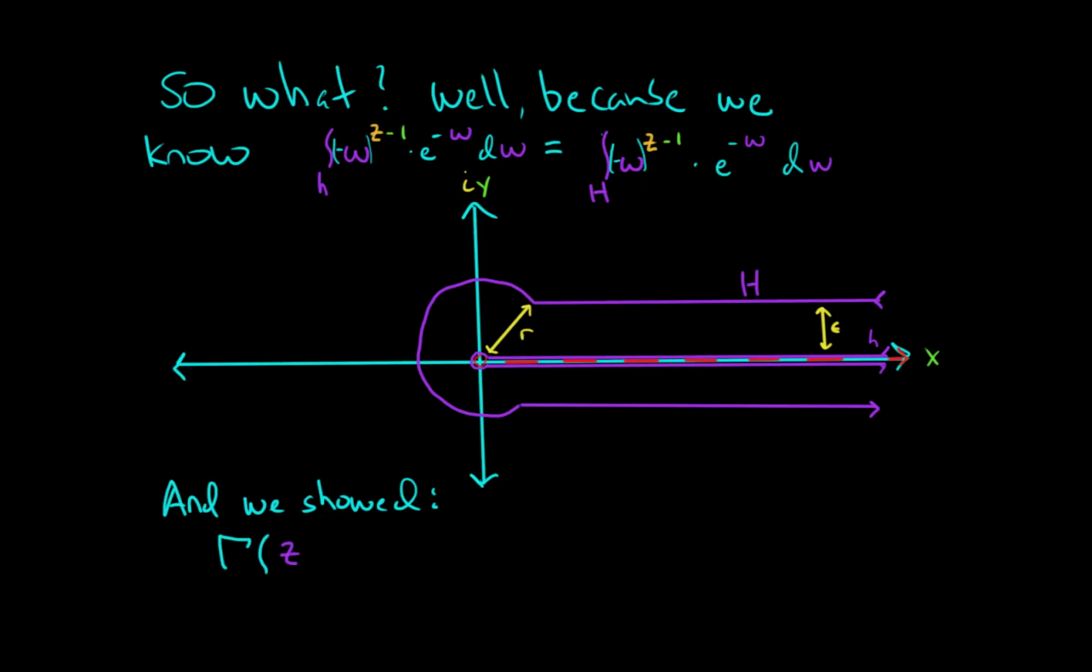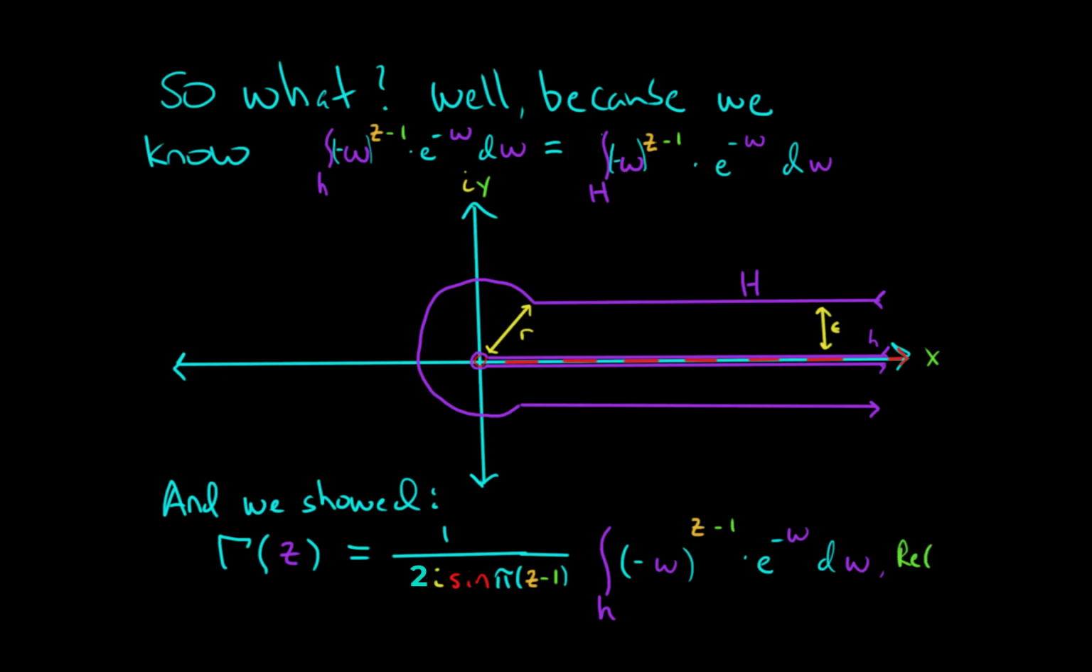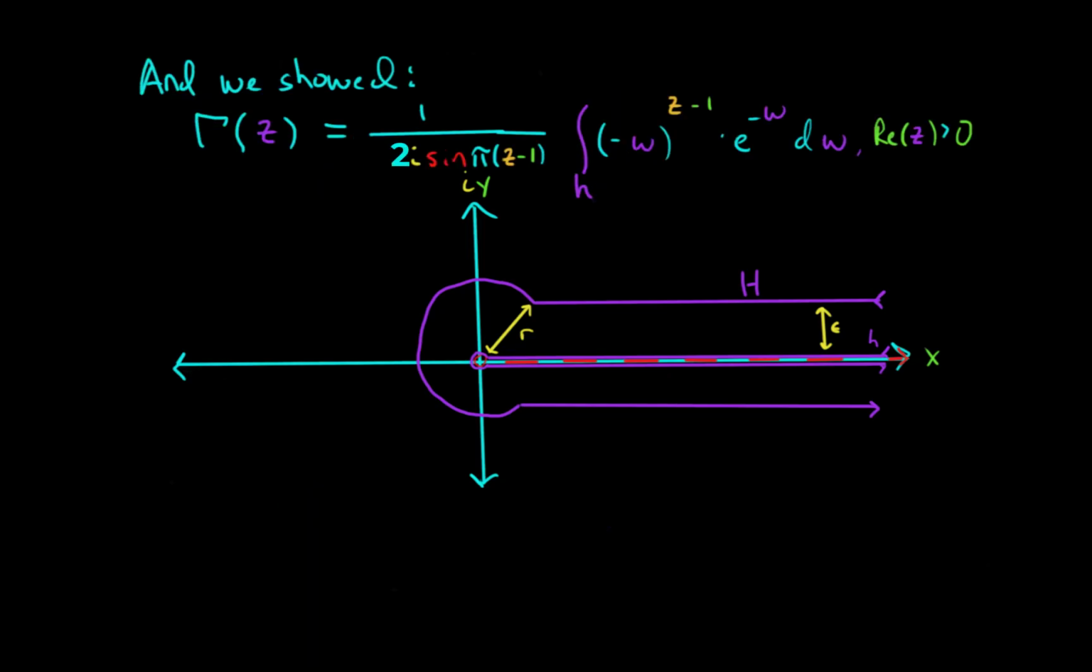But we already showed that gamma of z equals 1 over 2i sine pi times z minus 1 times the integral over the limit contour over little h of the function negative w to the z minus 1 times e to the negative w dw. Again, provided that the real part of z is greater than 0. So let me move that to the top of the screen here.